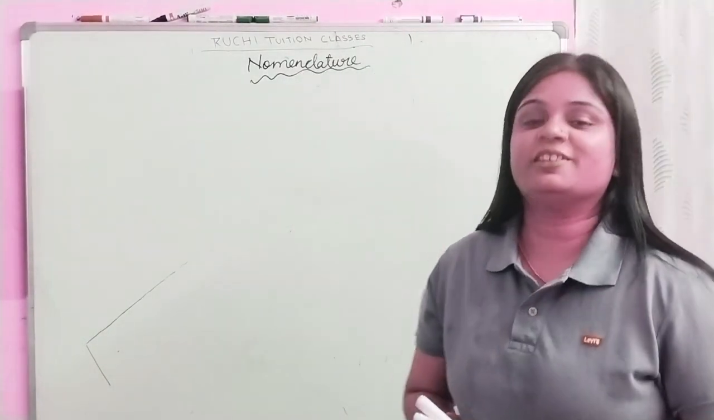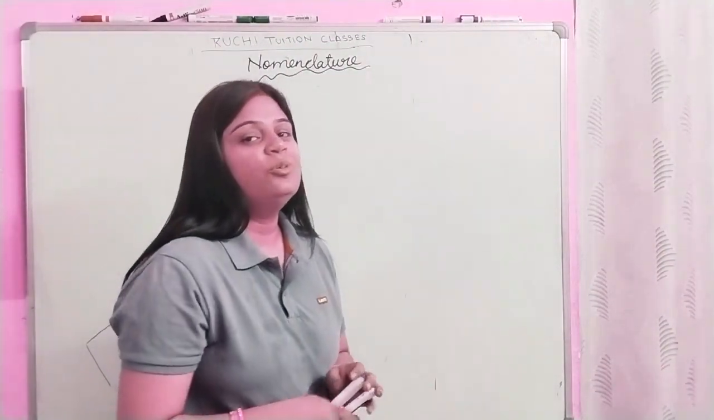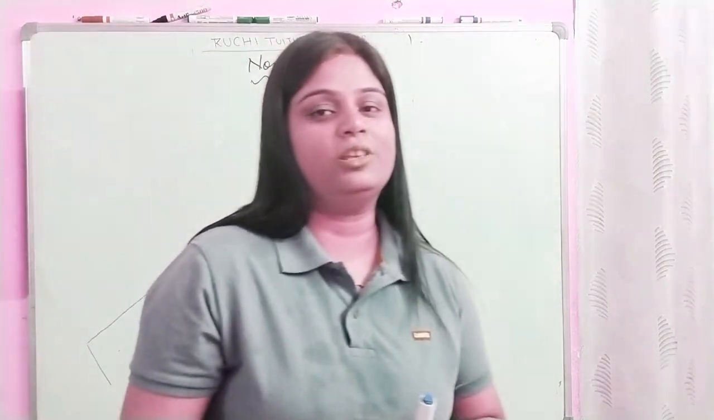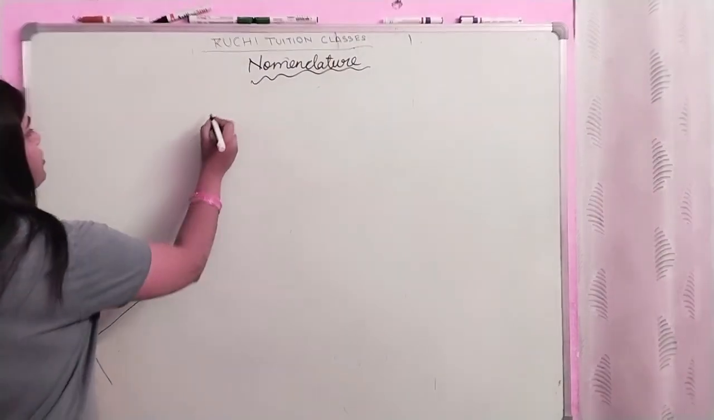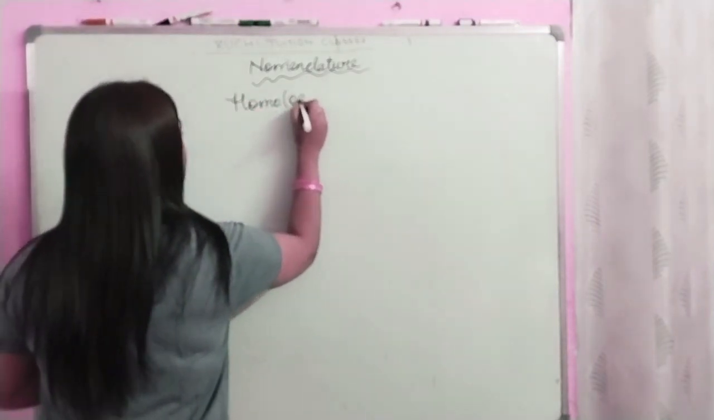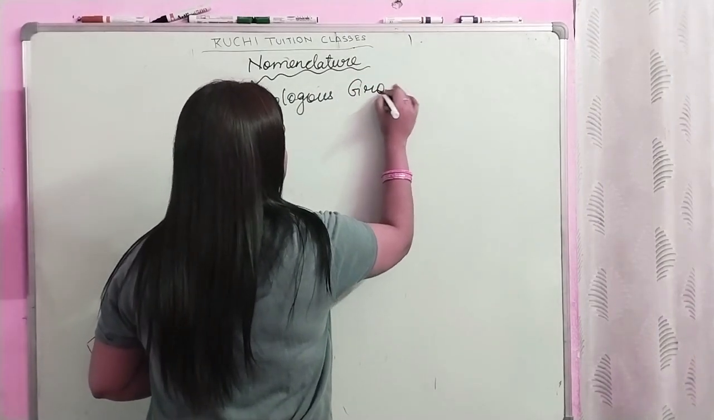We have completed alkane, alkene and alkyne. Now come to the branch group. I was discussing the homologous group. Homologous group means the group which are same.